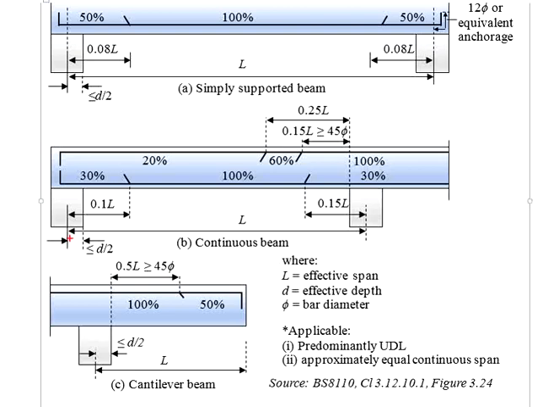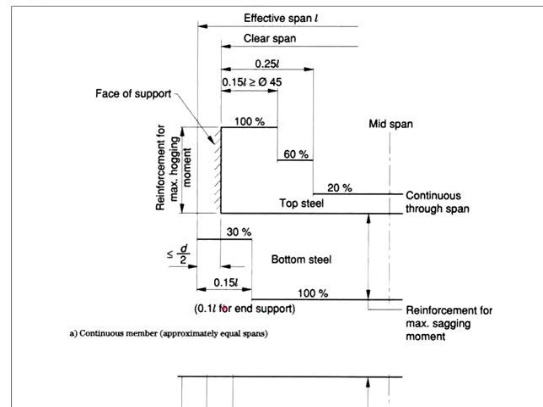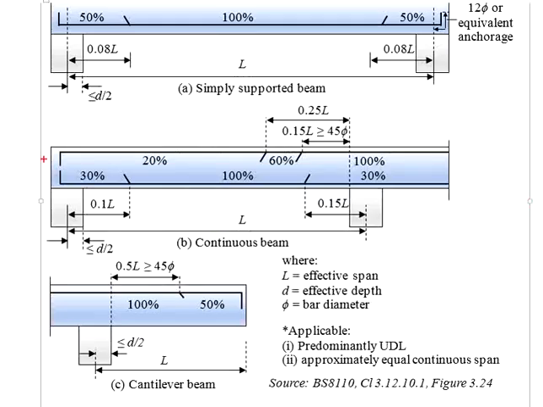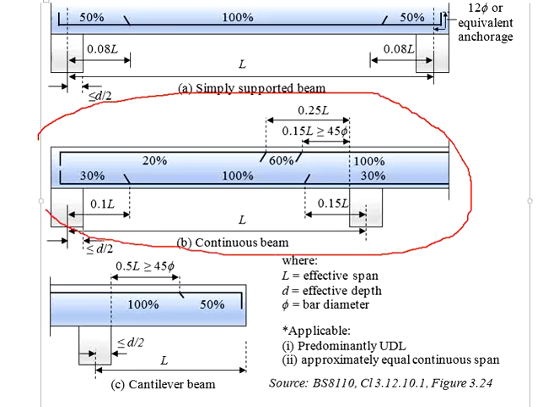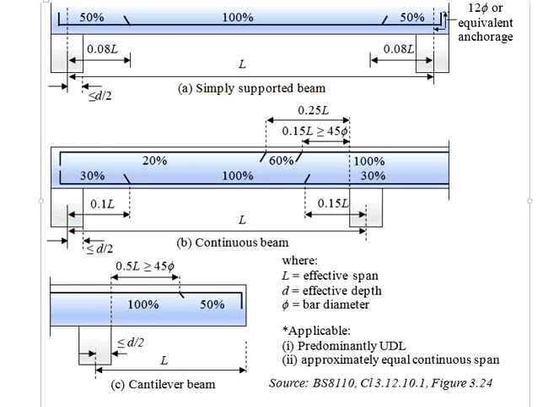Only that, at this end, it will be 0.1 times the effective length, as clearly indicated by the British Standard Act 110 here. That means this length here at the end support, it will be slightly shorter. That gives you the layout of the reinforcement, something like this.